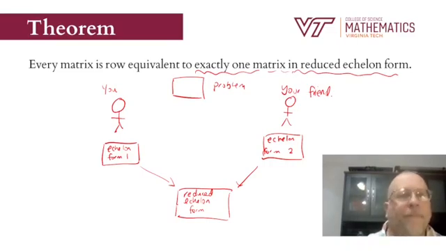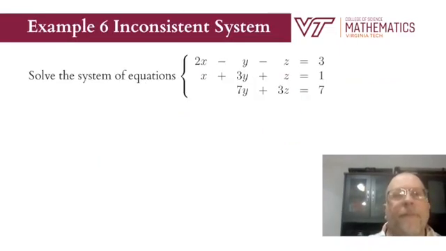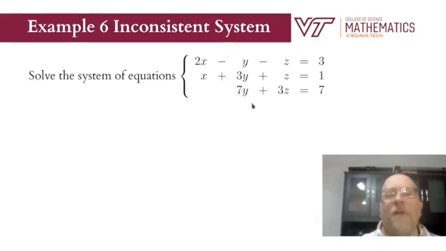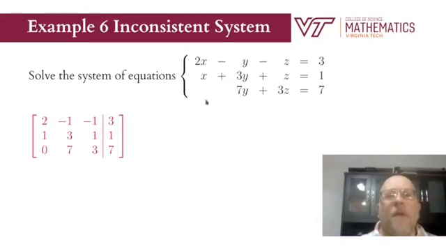All right, let's move on. So let's look at this system of equations. This is an example of what we're going to call an inconsistent system, and we'll see why in just a moment. First of all, I'm going to take this system of equations and write it as an augmented matrix: 2, -1, -1, 3 in the top row, 1, 3, 1, 1 in the middle row, 0, 7, 3, 7 in the bottom row.